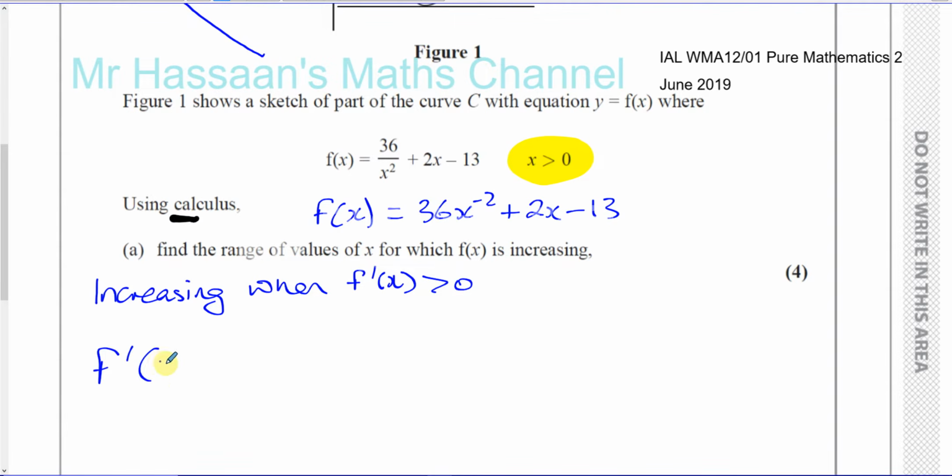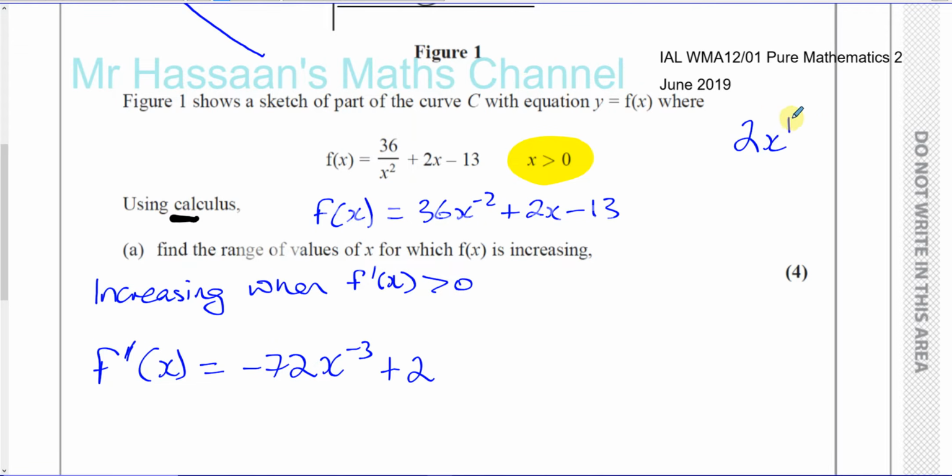So f dash x means the gradient of the function f of x is equal to, now when we differentiate, you first multiply by the power. So it's negative 2 times 36, which is negative 72, and then you take 1 away from the power. Negative 2 minus 1 is negative 3, so you have x to the power of negative 3. And then you differentiate 2x, it becomes 2. Why does it become 2? Because 2x is actually 2x to the power of 1.